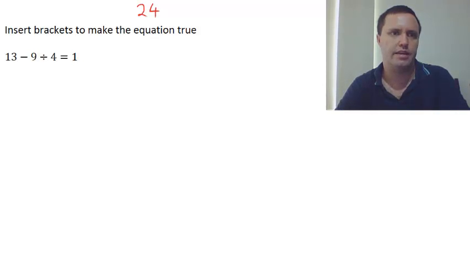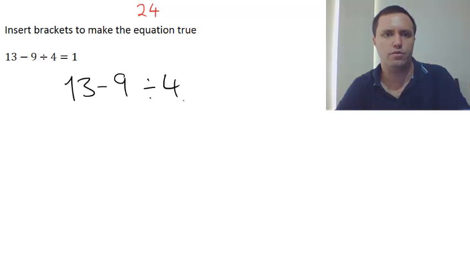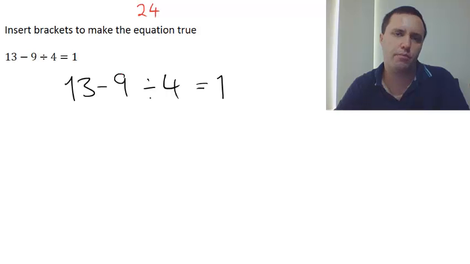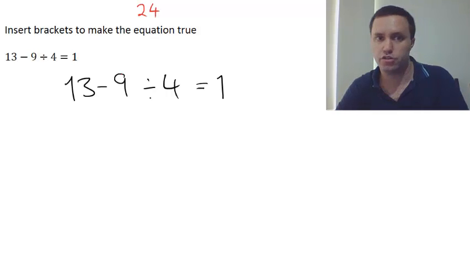Okay? Alright, now let's look at this last type of problem you're going to be expected to be able to carry out. So we've got 13 minus 9 divided by 4 is equal to 1. Okay, and you've got to put some brackets in here somehow to make it correct. Okay, now there's a couple of ways to go about this. Okay, you could use trial and error.